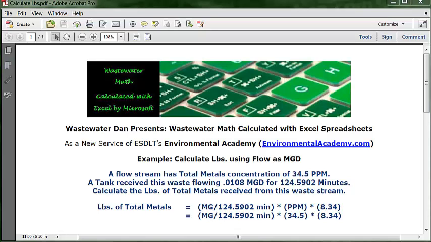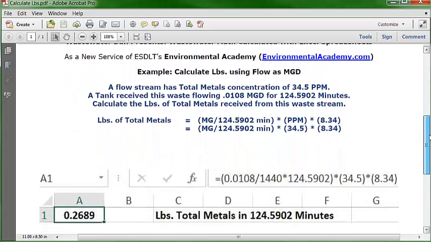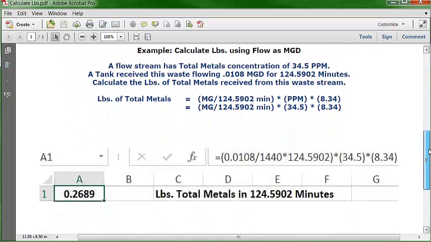So the way we're going to do this is we're going to take the flow in MGD, and we're going to divide it by the number of minutes in a day, which is 1440, and then we're going to build it back up to the number of minutes that we're dealing with here, which in this case is 124.5902. So let's slide on down here and see how we're going to insert this in our Excel spreadsheet.